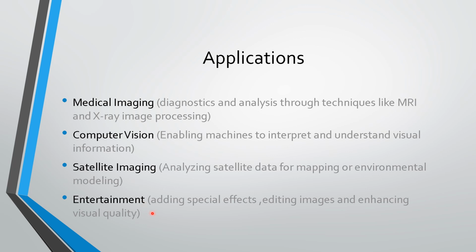And then there is entertainment, so we can add special effects, edit images, and enhance the visual quality. These are the major and basic stuff that image processing does, and it is very helpful for entertainment purposes, because video editing, image editing, and enhancing the visual quality is all the stuff that is the major part of image processing.